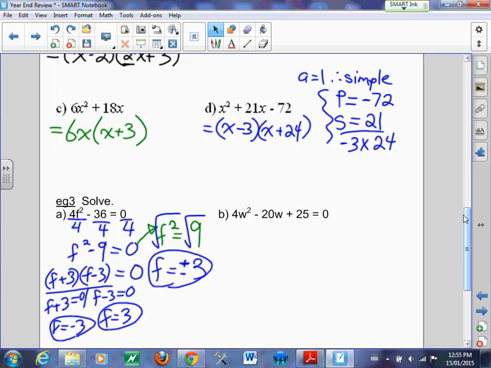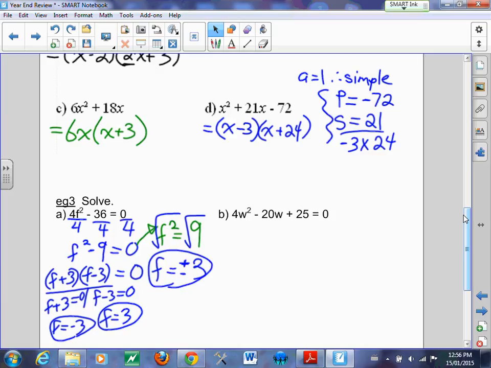For B, ladies and gentlemen, we're going to see if we can divide any term. Can we common factor here first? Or, sorry, is there any term that goes into all terms? We don't really common factor when we have an equal 0 on the right side, but we can divide any term, and we can't. So in order to make this easier, because we've got a w squared and a w term, we have to get w by itself.